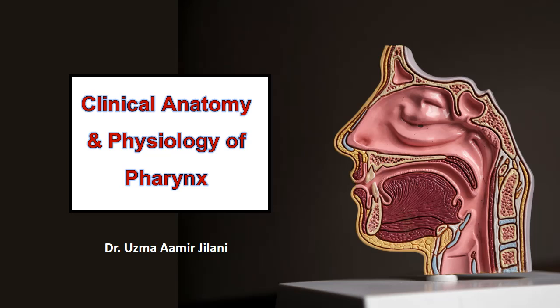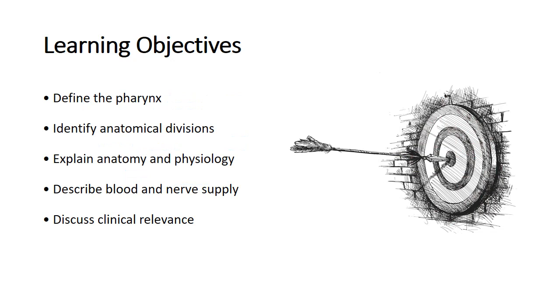In today's lecture, we'll study one of the most important structures of the upper respiratory and digestive systems, the pharynx. By the end of this lesson, you will understand its anatomy, anatomical divisions, muscles, blood supply, nerve supply, physiology of swallowing, and the clinical importance of this fascinating organ. So let's begin.